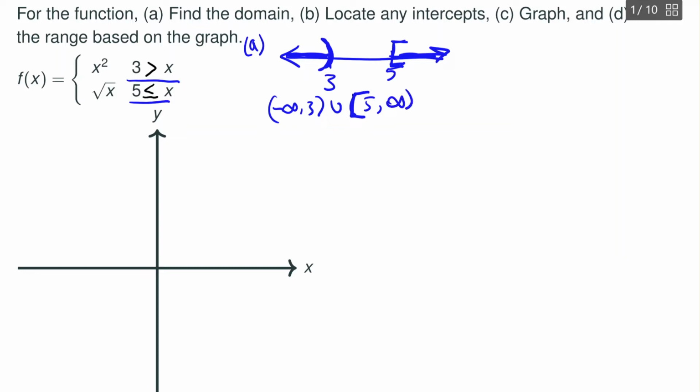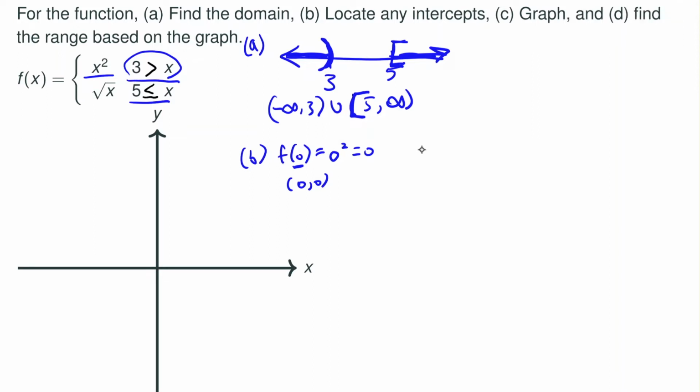So this is domain. So in order to find any intercepts, for y-intercept, we plug 0 for x. So when is x 0? X is 0 for this case. X is less than 3. So we plug 0 here. Then we'll get 0 squared, which is 0. So we get 0, 0 as an intercept.